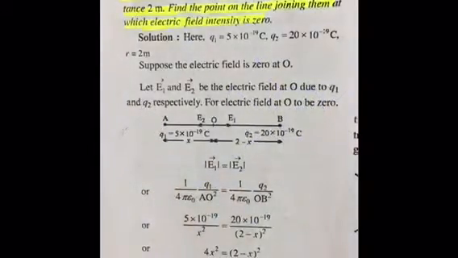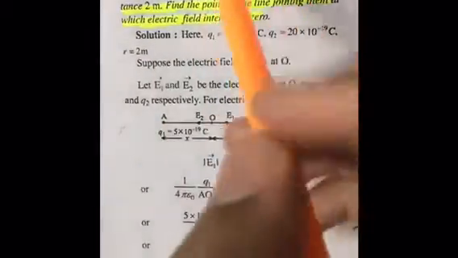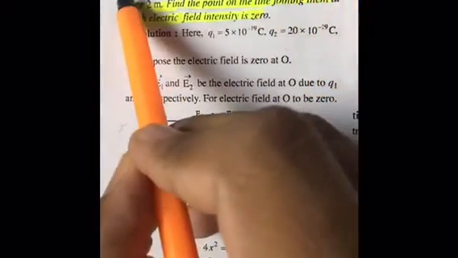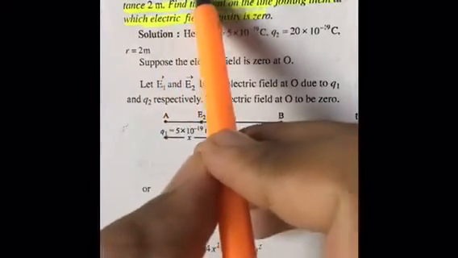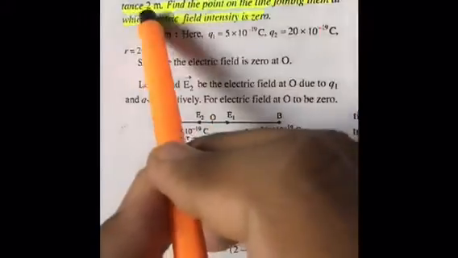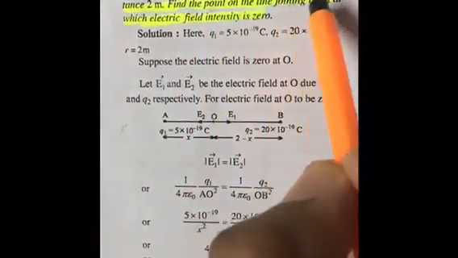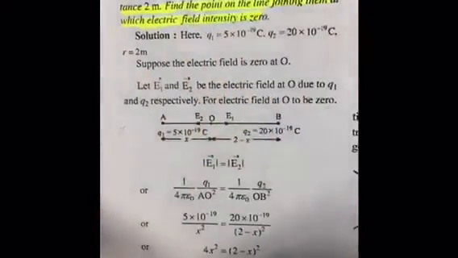Okay students, let us do one numerical related to electric field. Two point charges of 5 into 10 to the power minus 19 coulomb and 20 into 10 to the power minus 19 coulomb are separated by a distance of 2 meter. Find the point on the line joining them at which electric field intensity is 0.